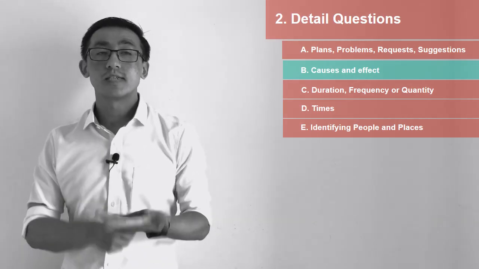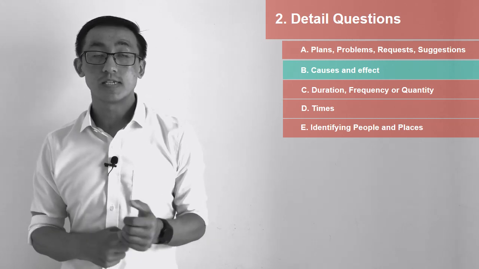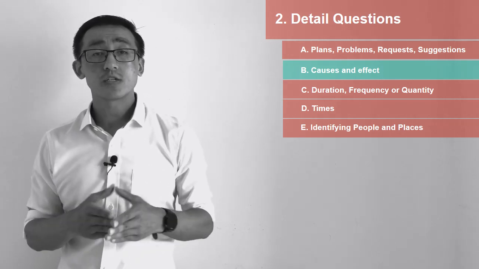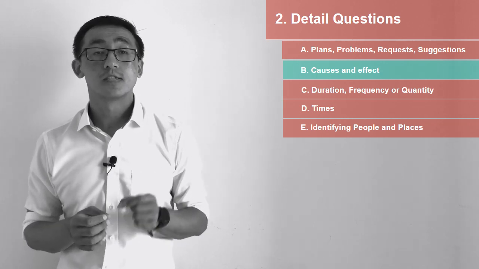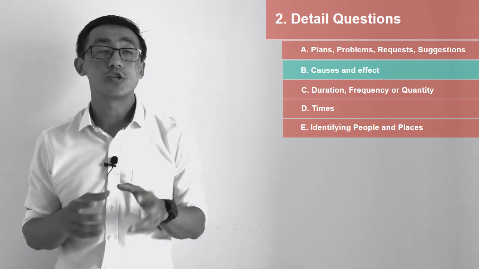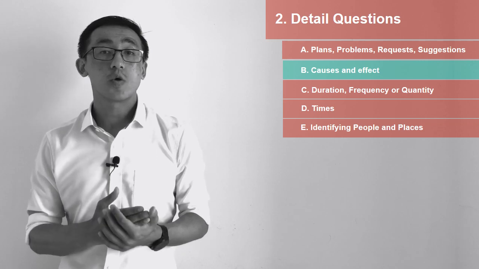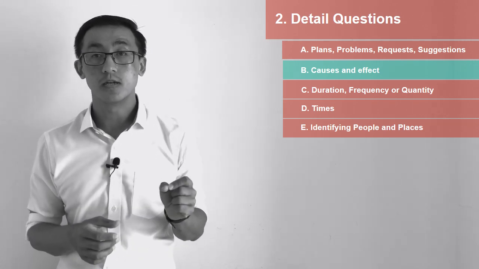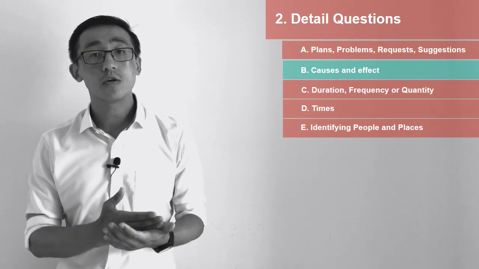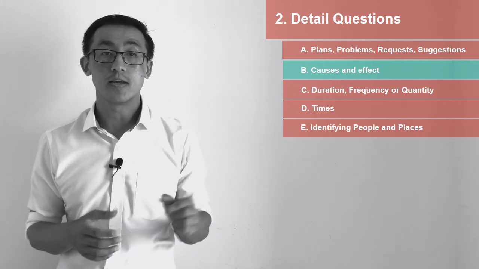So the second type of detailed questions is about cause and effect. Questions about cause and effect require you to identify why something happened, or how an event changed a situation. These questions test your understanding of why a speaker is addressing the other person, why a change occurred, or why a request was made.